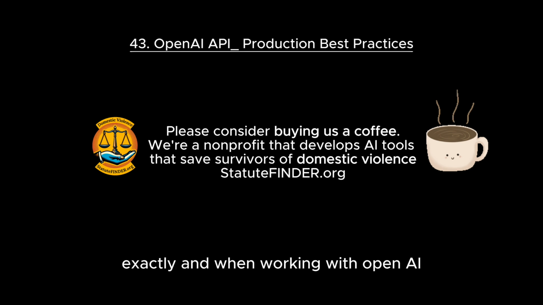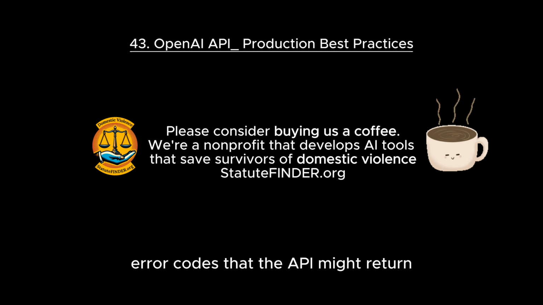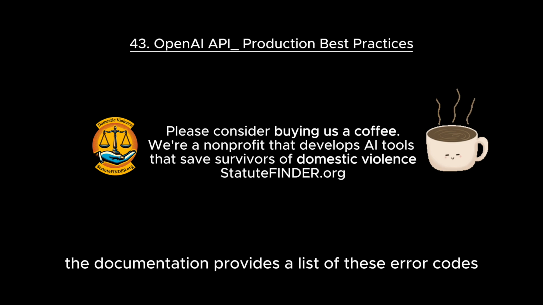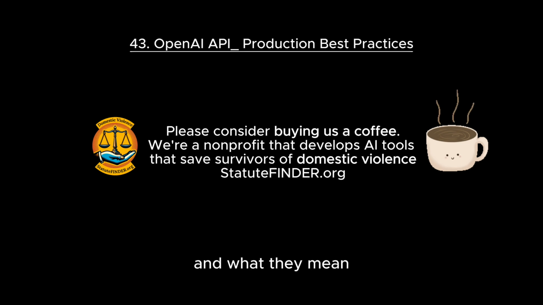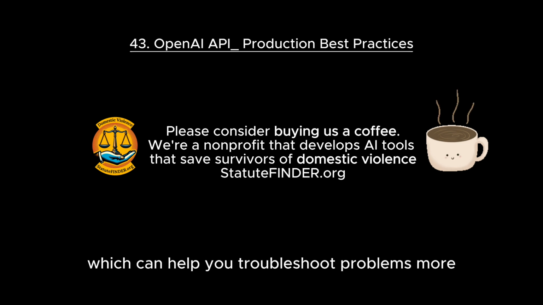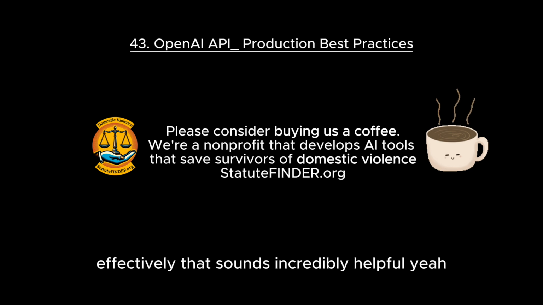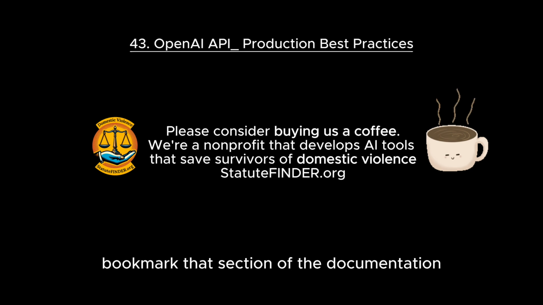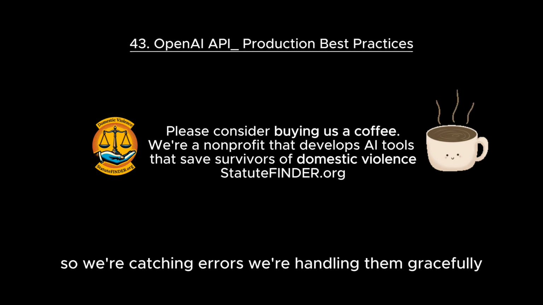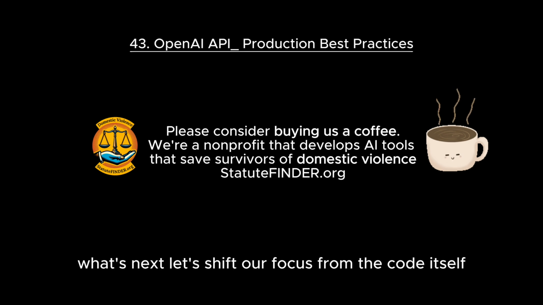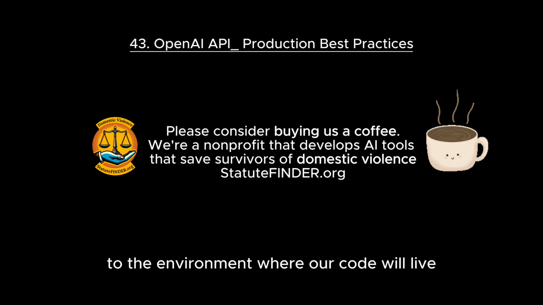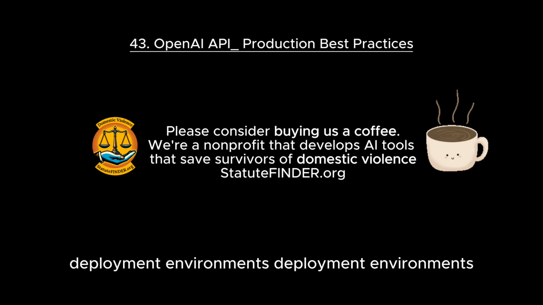Exactly. And when working with OpenAI, you'll want to check for specific error codes that the API might return. The documentation provides a list of these error codes and what they mean, which can help you troubleshoot problems more effectively. That sounds incredibly helpful. Yeah. I'm definitely going to bookmark that section of the documentation. So now we're catching errors, we're handling them gracefully. What's next? Let's shift our focus from the code itself to the environment where our code will live, deployment environments.